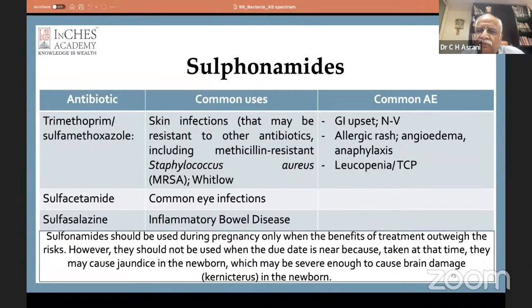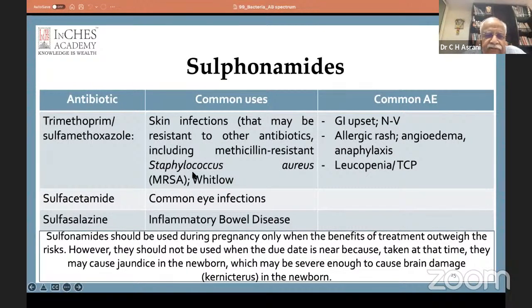GI upset, nausea, vomiting, you don't get often. Allergic rash in those who are allergic to sulfa. Very rarely it may cause leukopenia or thrombocytopenia. Sulfacetamide is used for common eye infections, available in drops only, and sulfasalazine is used for inflammatory bowel disease, more likely Crohn's disease.